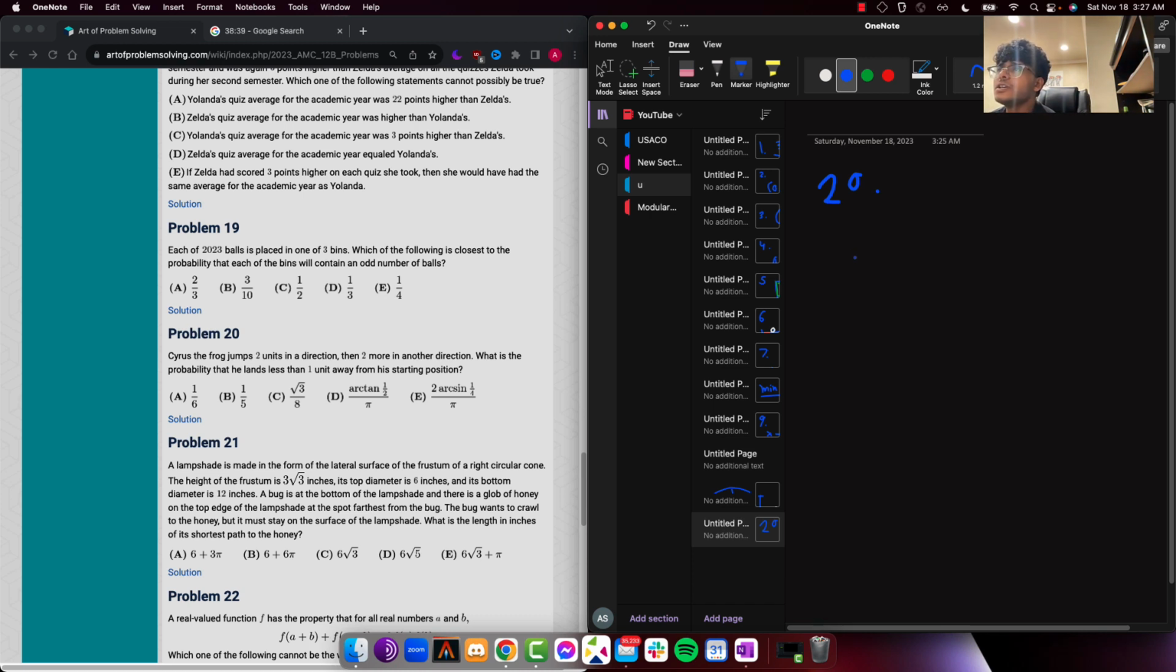Okay, 2 units in one direction, right? So we can fix the first jump. It doesn't really matter which direction it's in because it's arbitrary. And then from there we can use that as our pivot point. We want to find less than 1 unit away from his starting position. So the starting position is actually over here, right? Less than 1 unit away would be this circle here. I don't know why I made that an open circle. This circle here.